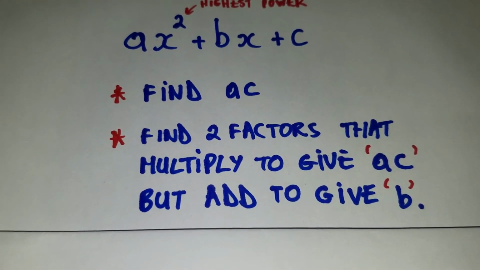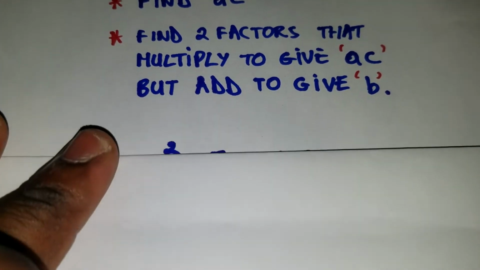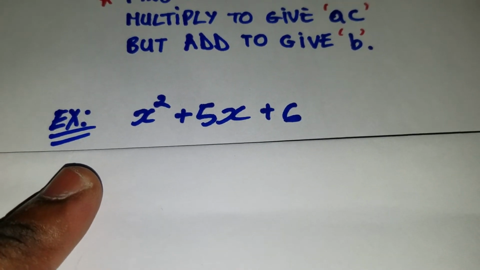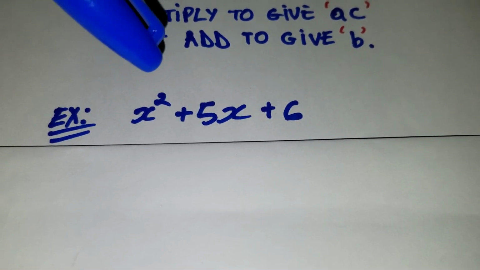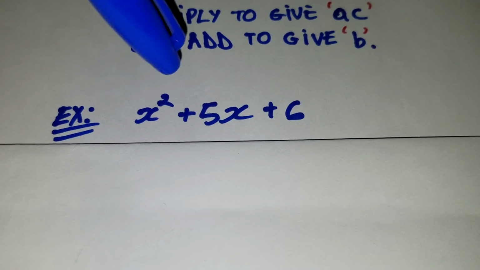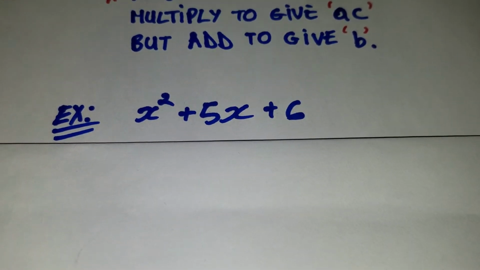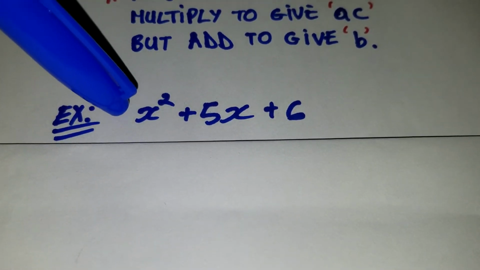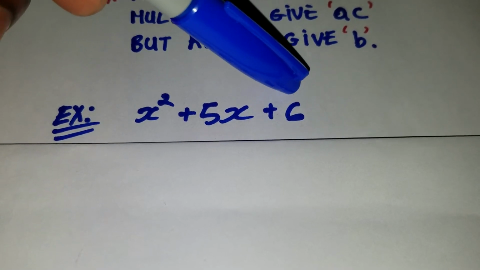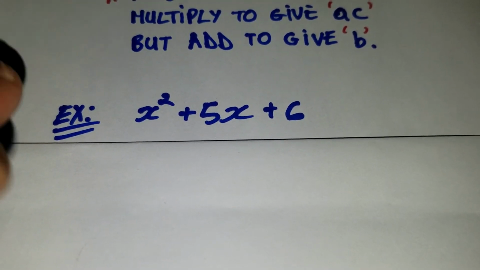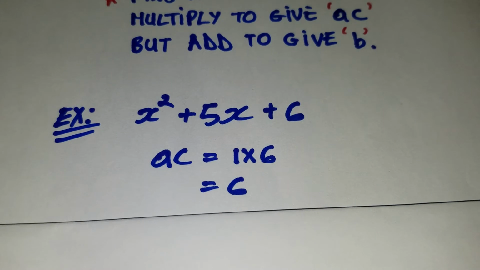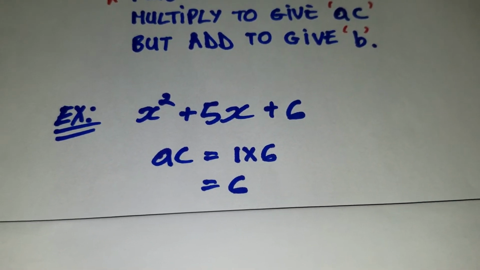Now we're going to look at our first example. The first example is 1x squared plus 5x plus 6. Now a in this case would be 1 and c would be 6. So we're going to say a times c would be 1 times 6, which will give us 6.